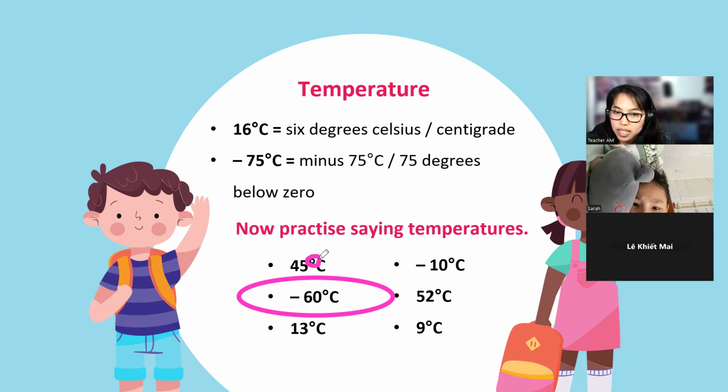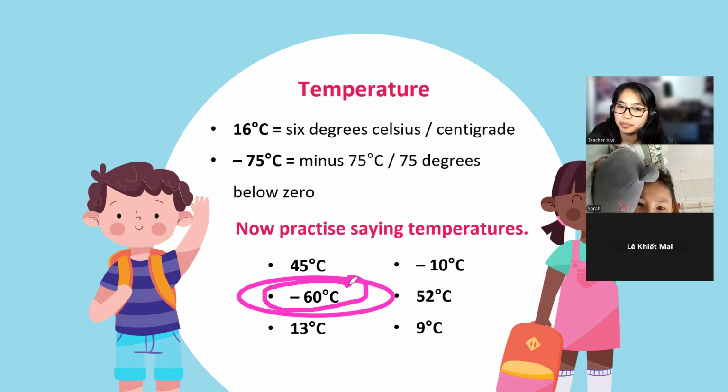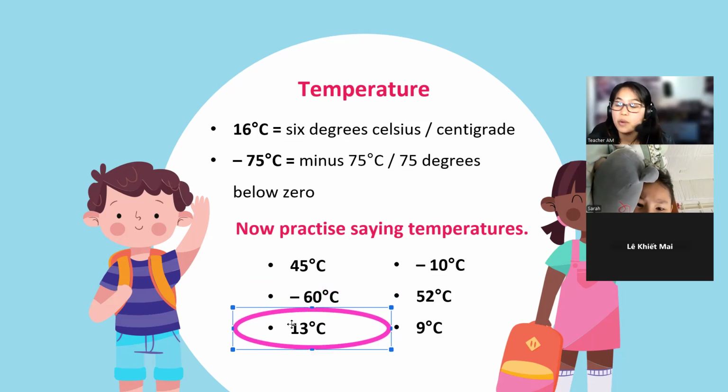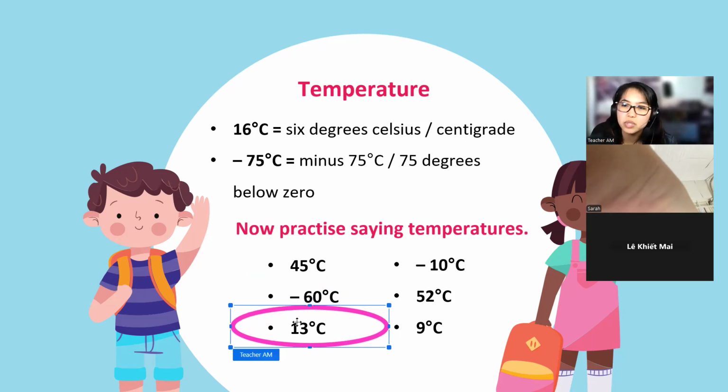So this is degrees, that one. And this big letter C, we call that one Celsius. So how do you read this one, Mai? Minus 60 degrees Celsius. Okay, now what about this one, Sarah? Oh, Mai first. Mai again. How about this one, Mai?